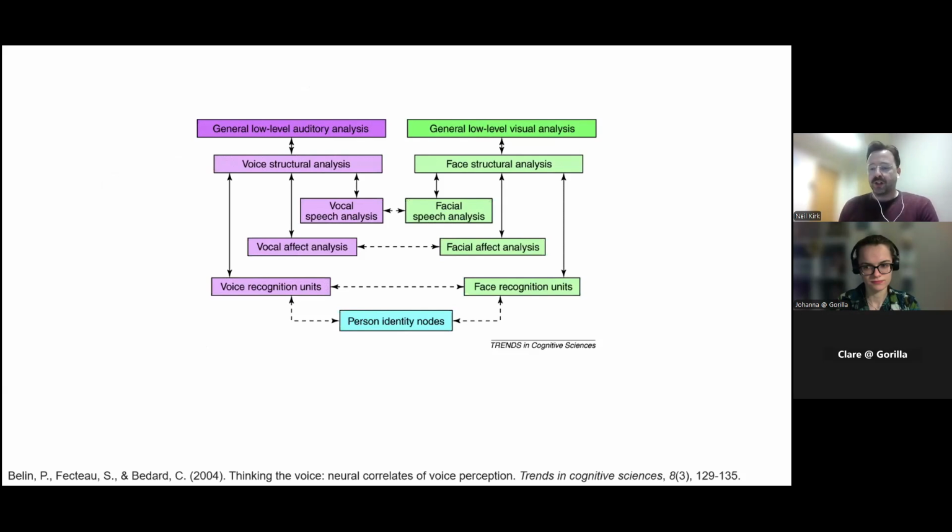There are different models of voice perception. Some propose that there is a lot of similarity to face perception. You can think of the voice as an auditory face, and that we extract not only information about who the voice belongs to, the identity of the speaker, but also lots of other social information as well.